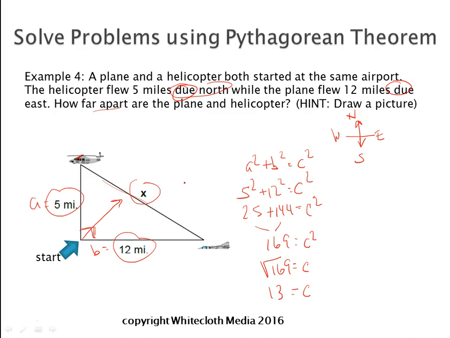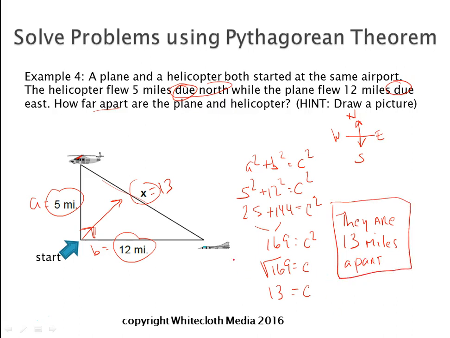Did they ask for perimeter? No, they just said how far apart are they. So they are 13 miles apart. All right? Did you get that one?